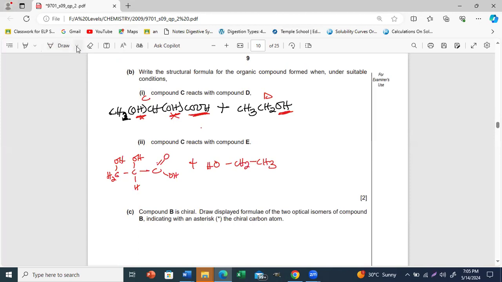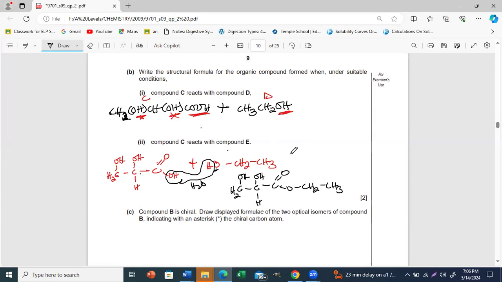Now the carboxylic acid will lose OH, while the alcohol will lose just the hydrogen, to form water. So I'm left with just this and this. I will start from here: CH2OH, followed by CHOH, followed by CO, then I continue from this place: O, then CH2, CH3. This is the answer to the question.